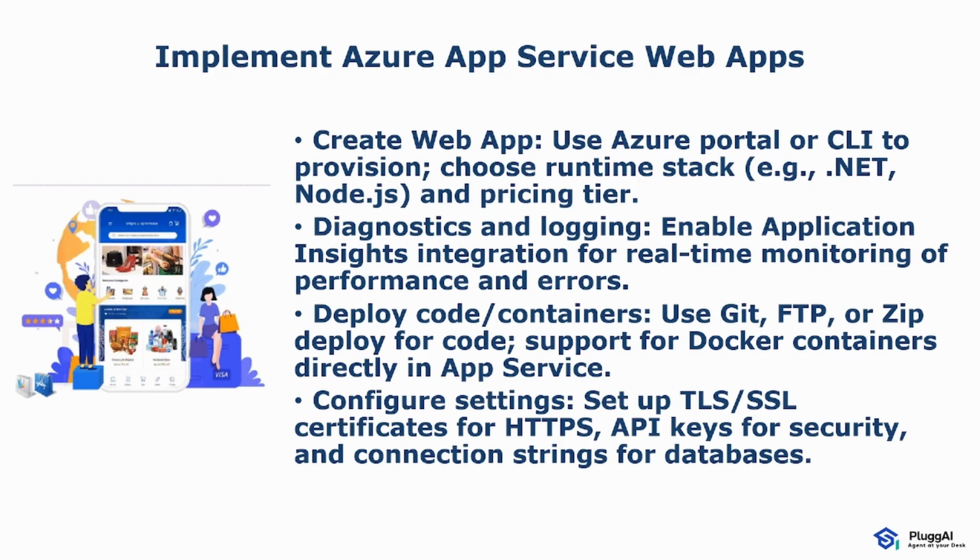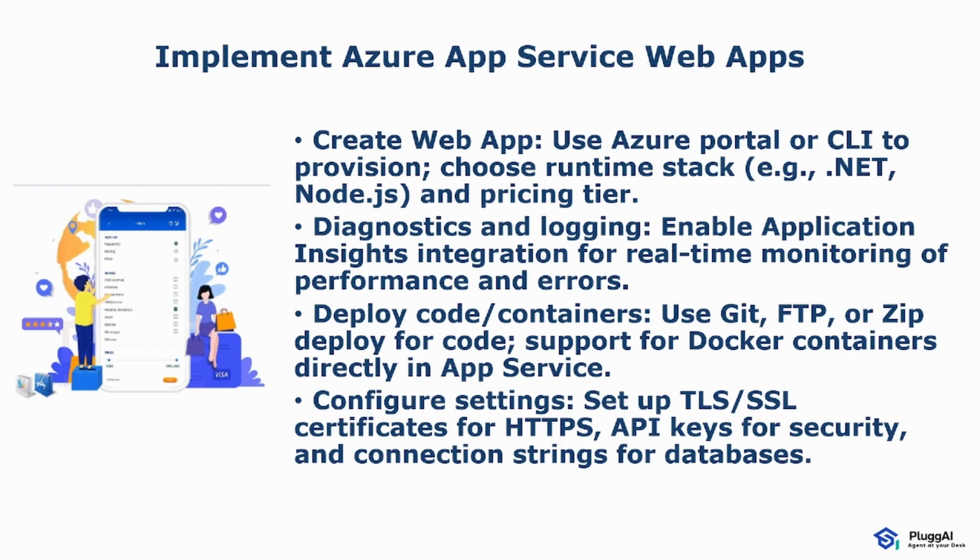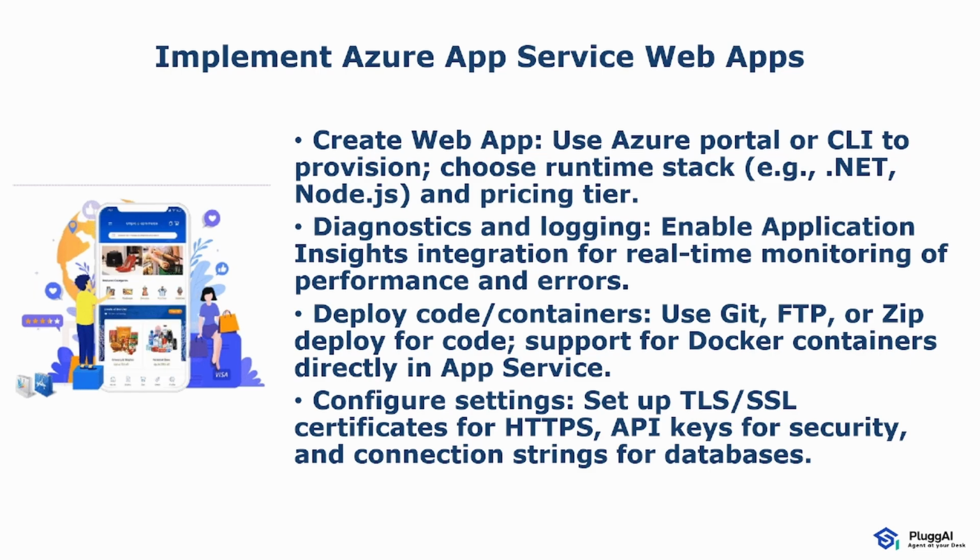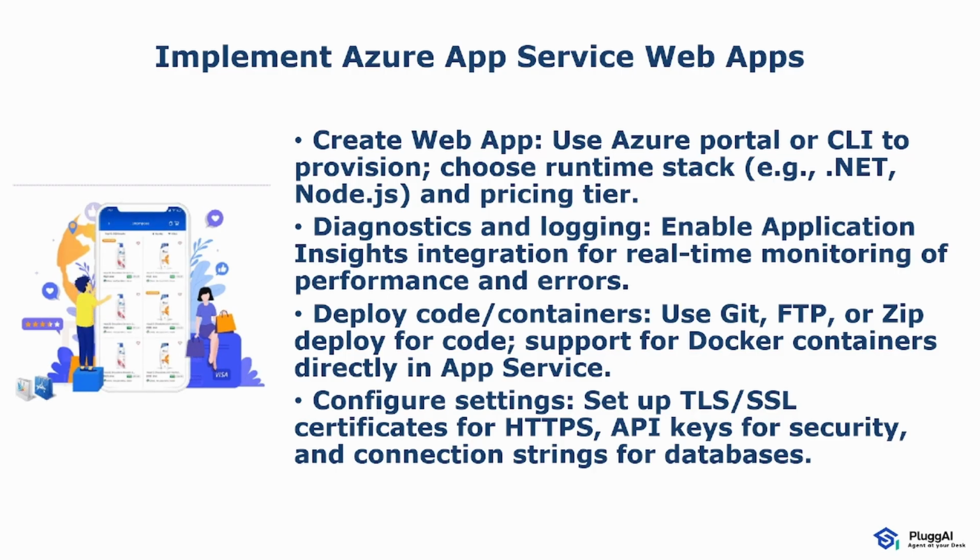Now, let's talk diagnostics and logging. This is huge for troubleshooting. Out of the box, App Service gives you application logs, web server logs, failed request tracing, but the real MVP is integrating with Application Insights. One toggle and boom, you get performance metrics, request tracing, exceptions, dependency calls, all in one place. The exam loves questions like, how do you monitor slow database calls? Application Insights, hands down. Also, enable diagnostic settings to stream logs to Log Analytics or storage for longer retention.